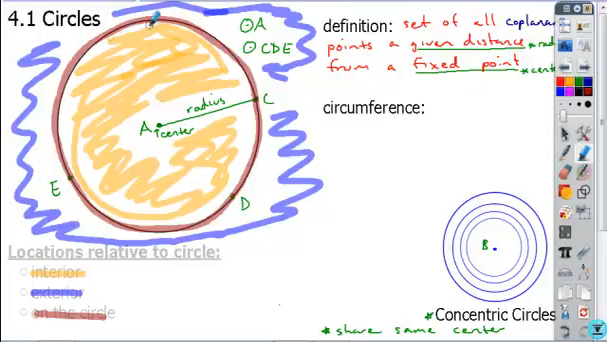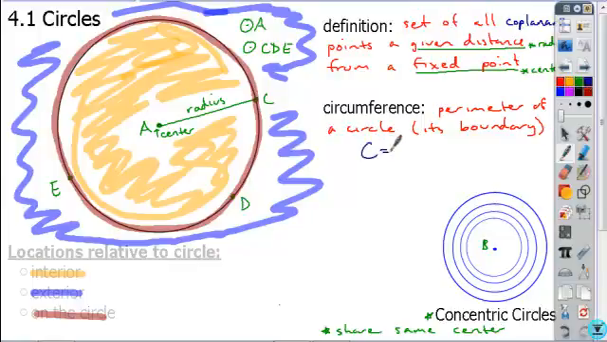If you measure this distance around the points that are on the circle, that's called the circumference. The circumference is basically the perimeter of a circle, or its boundary. The circumference is identified with a capital C, and it's measured as 2 times pi times r. 2 pi r is the measure for your circumference, where r is the radius.